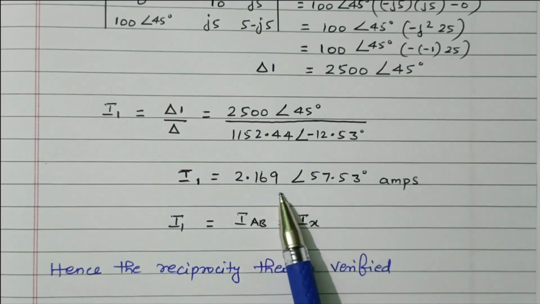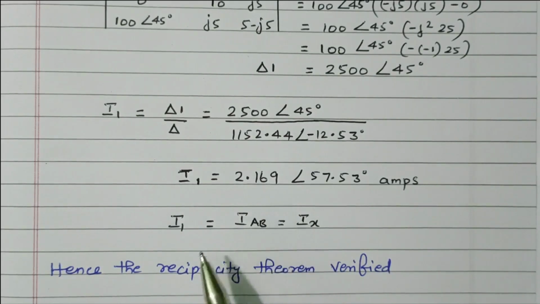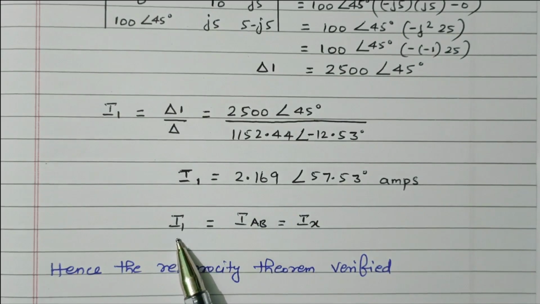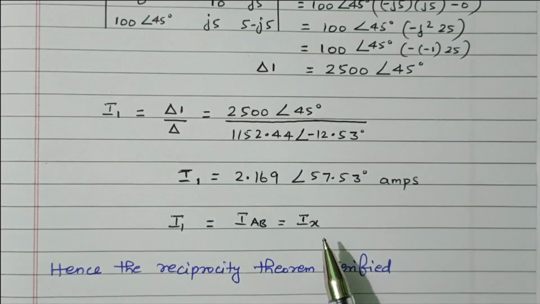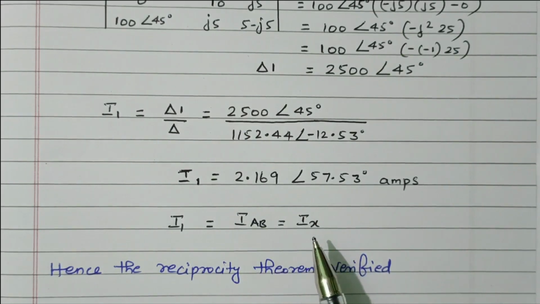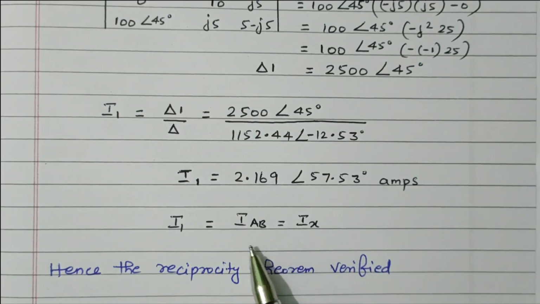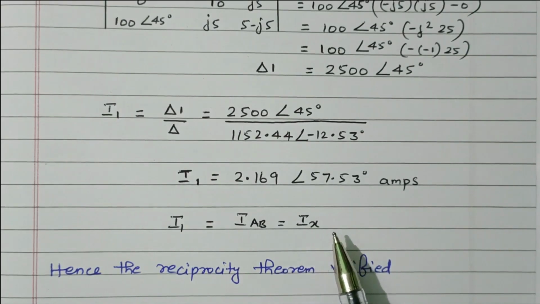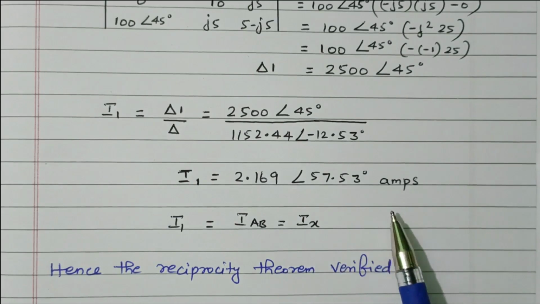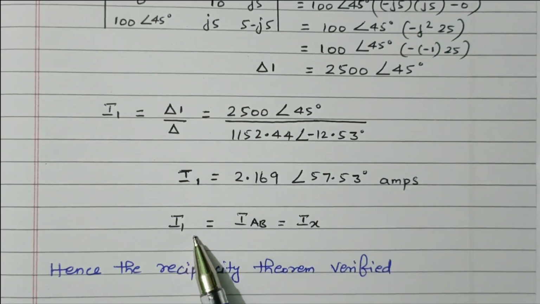So this is very similar to I3 or Ix. So I1 in step 2 is equal to IAB, that is equal to Ix. Right? The current we calculated in step 1 is the same as what we calculated in step 2. So the reciprocity theorem is verified. While interchanging the voltage source from branch 1 to branch 3, the current in branch 3 is reflected in branch 1, this I1 value. Hence the reciprocity theorem is verified.